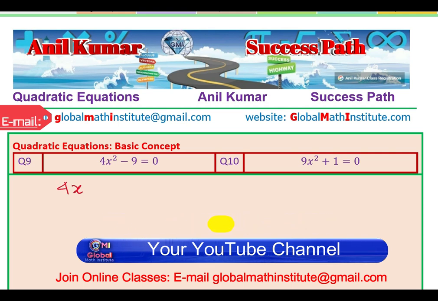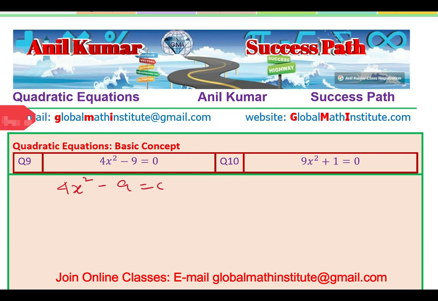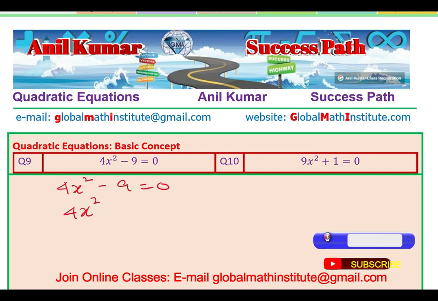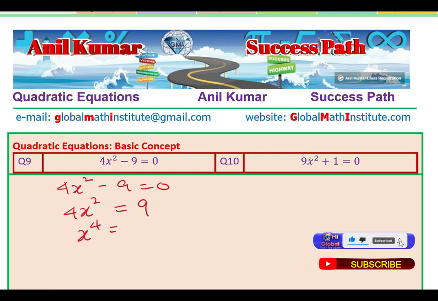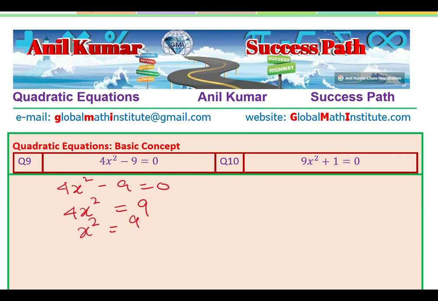We have 4x squared minus 9 equals 0. We'll keep 4x squared here, take 9 on the other side. Well, let's divide by 4 also. That's also a number, so let's divide by 4. So we have x squared equals 9 divided by 4, and then we'll square root it.